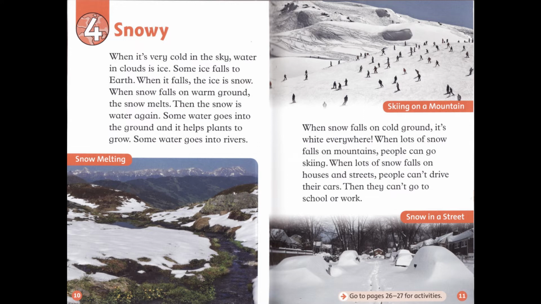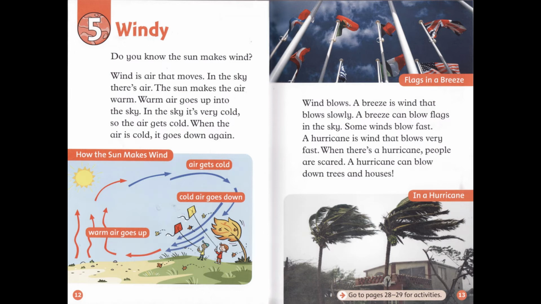Chapter 5. Windy. Do you know the sun makes wind? Wind is air that moves. In the sky, there's air. The sun makes the air warm. Warm air goes up into the sky. In the sky, it's very cold, so the air gets cold. When the air is cold, it goes down again.